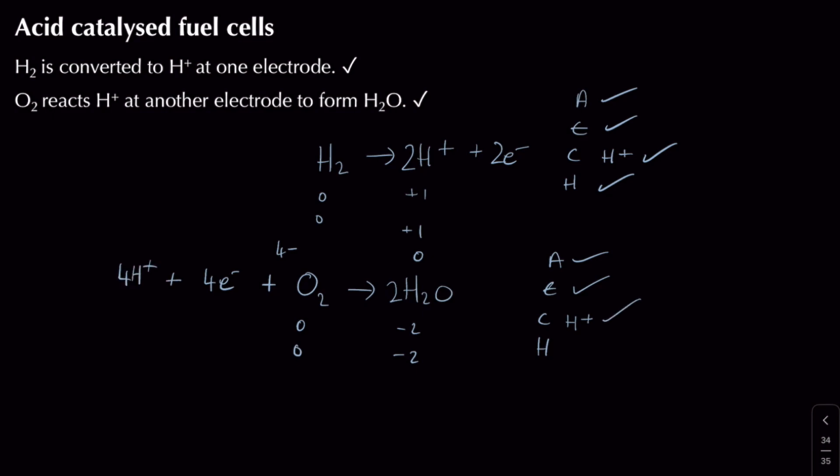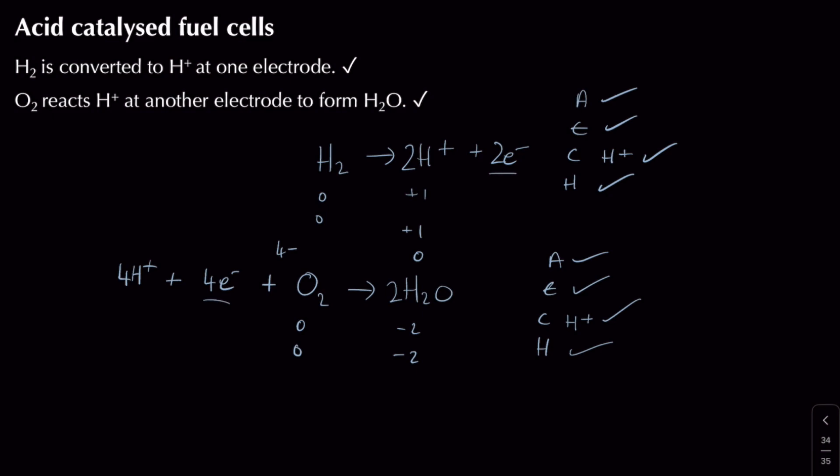What about the actual water? Does this balance? Well, I've got 4 lots of H+. That's going to be 2 times 2, 4 lots of hydrogen there. So that balances as well. The oxygens balance, our overall equation balances. Looking at the electrons though, right?